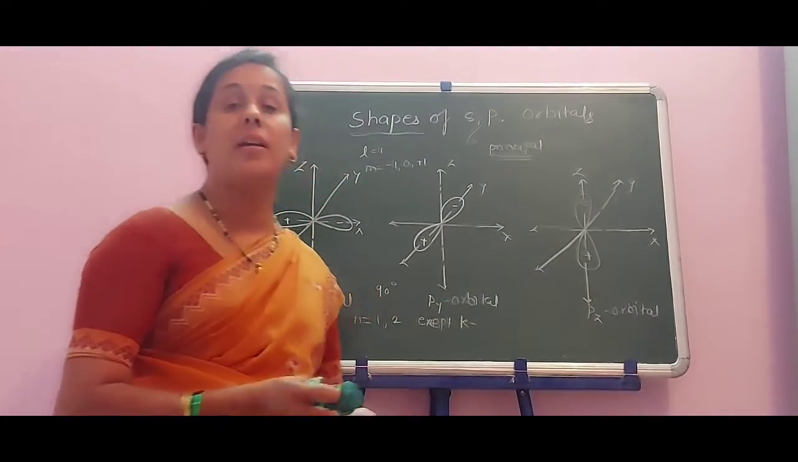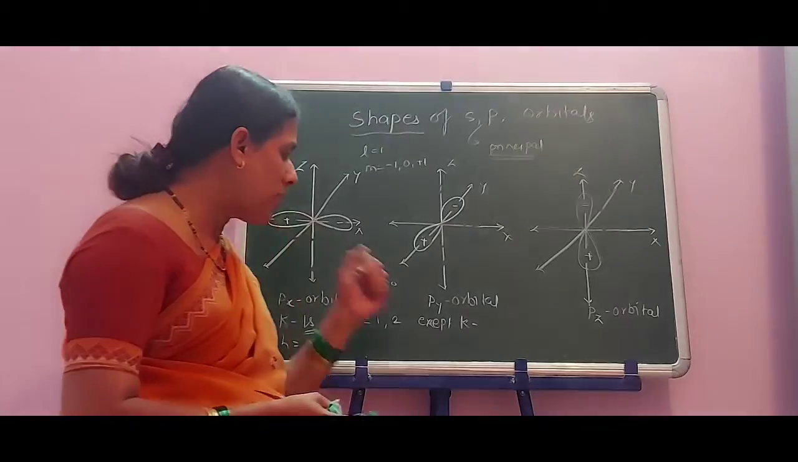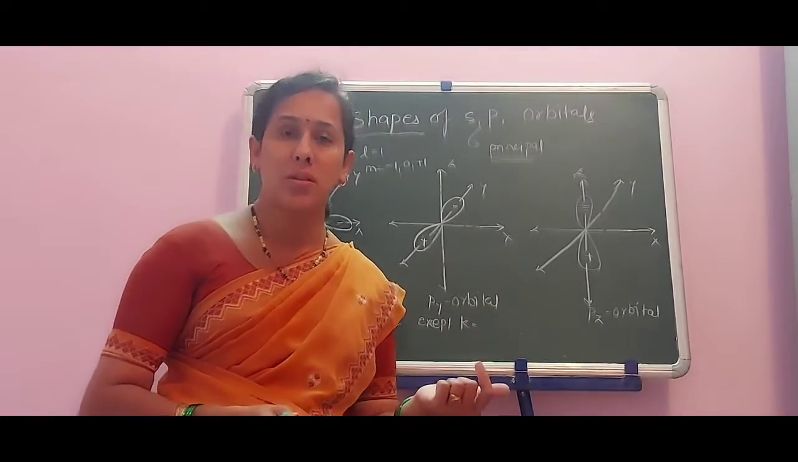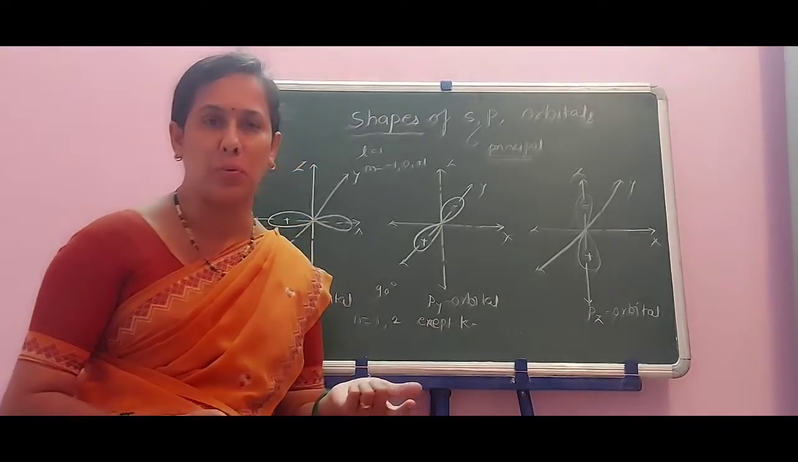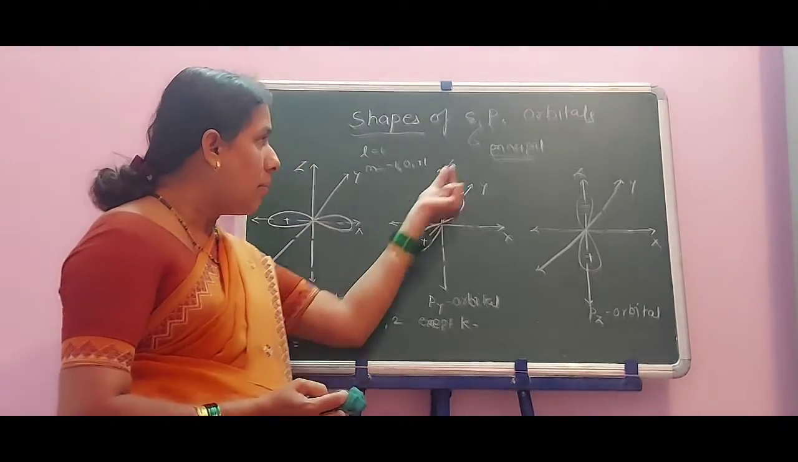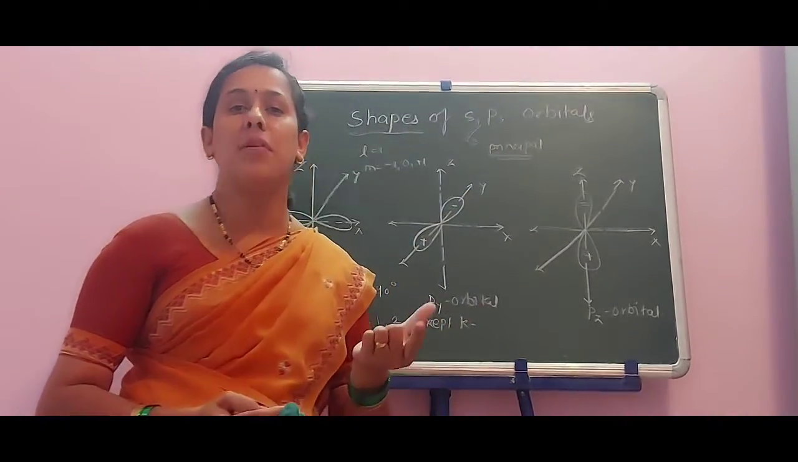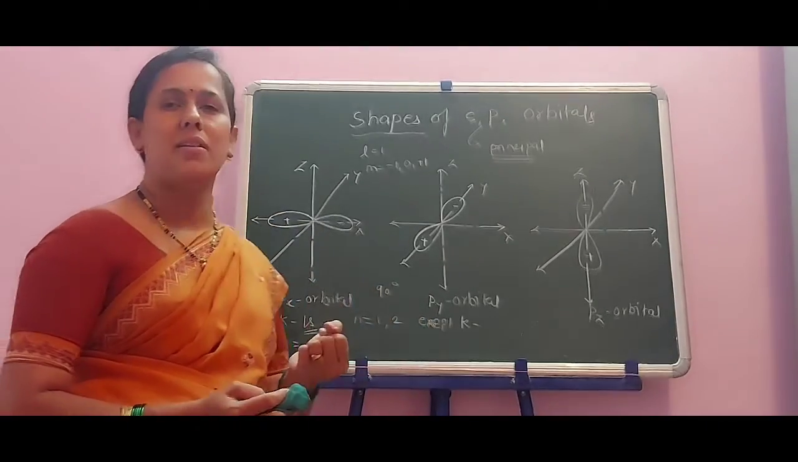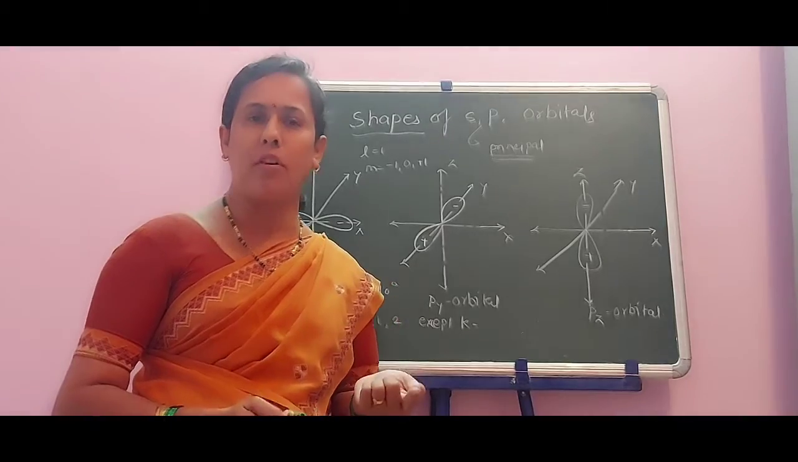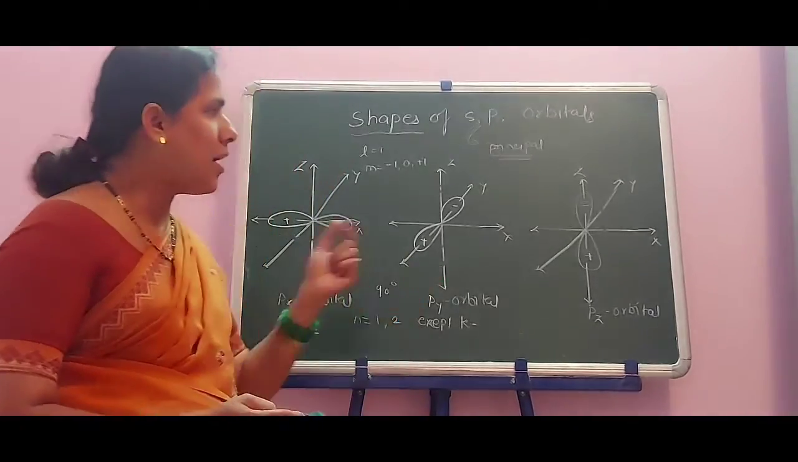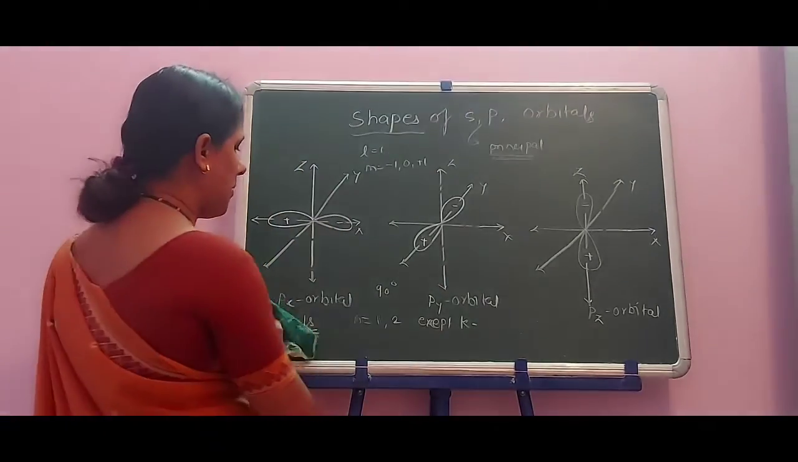Now we come to the d orbitals. Spectroscopic studies show that there are a total of 5 d orbitals, and the meaning of d is diffuse. In d orbitals there are only 2 types. However, the total number of orbitals is equal to 5. How are they 5? We are going to see here.